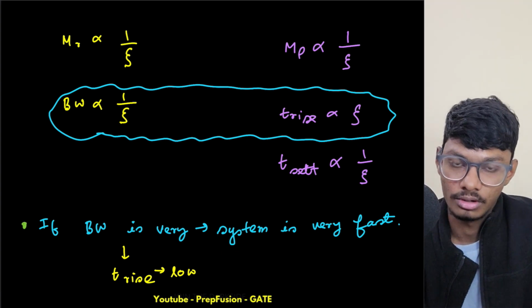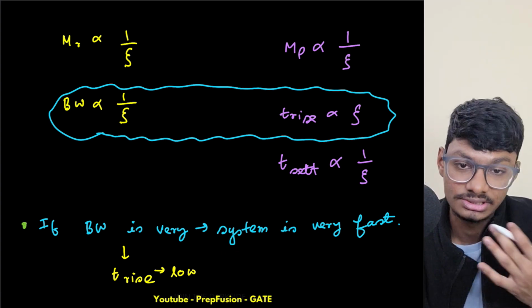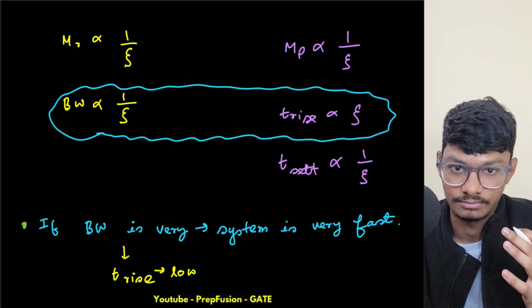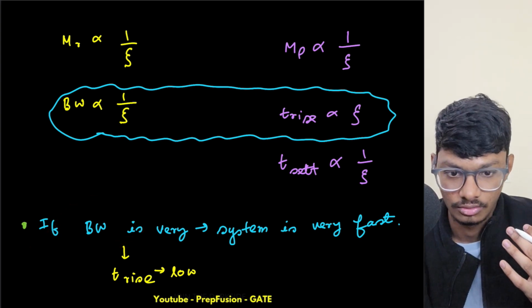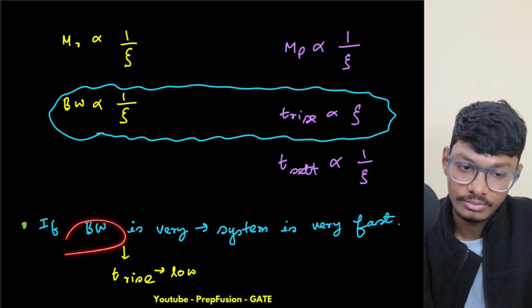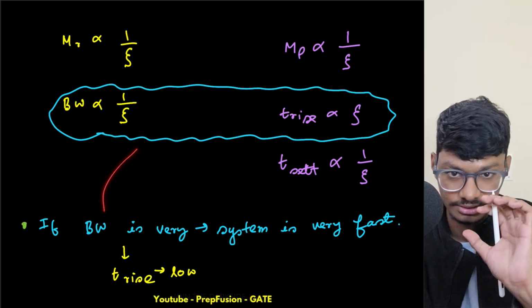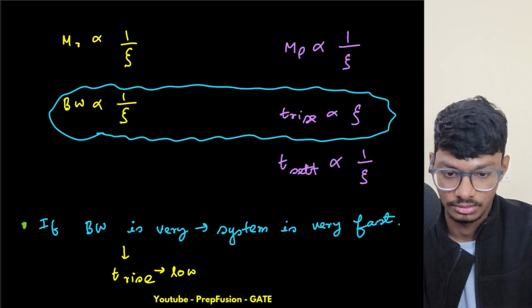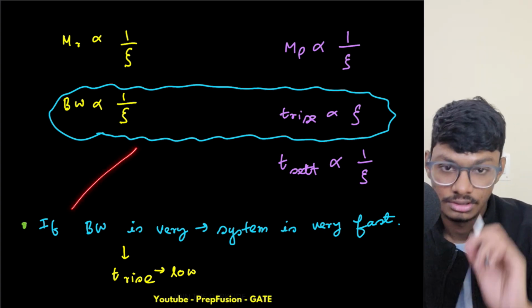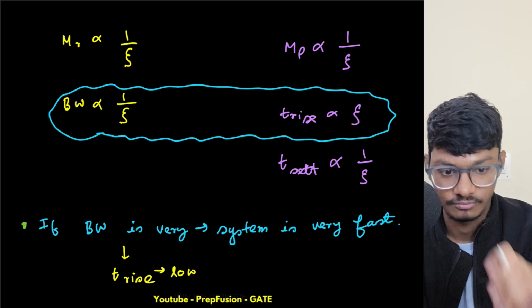These are very important to understand. Bandwidth represents the speed of the system. This also you will learn in analog electronics, I hope. Higher bandwidth means a faster transient response, and it will try to reach the steady state faster. So rise time will be lower. It will take less time to reach the steady state value for the first time.